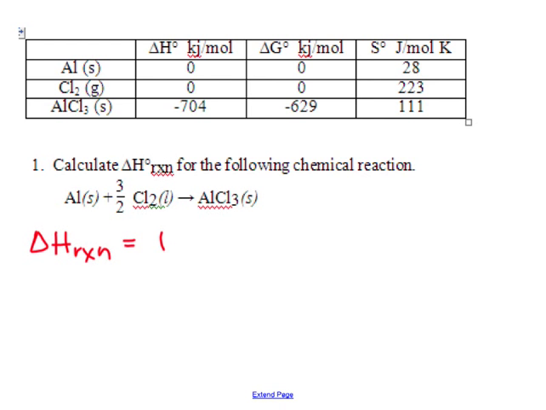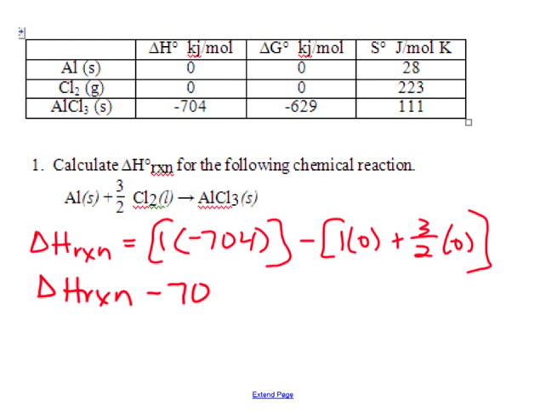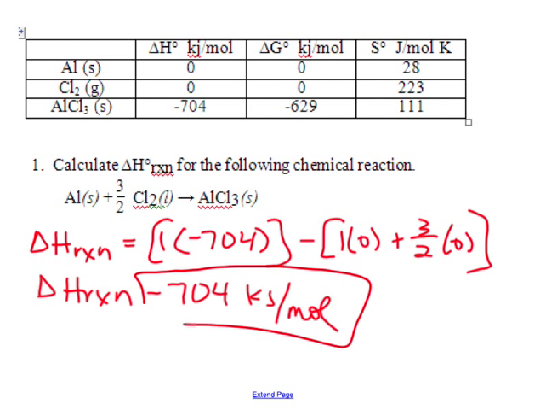So we get 1 times AlCl3 is negative 704, minus 1 times 0 plus 3/2 times 0. What's our answer? Negative 704. I have to have units. Kilojoules per mole. All right, so this is an exothermic reaction.